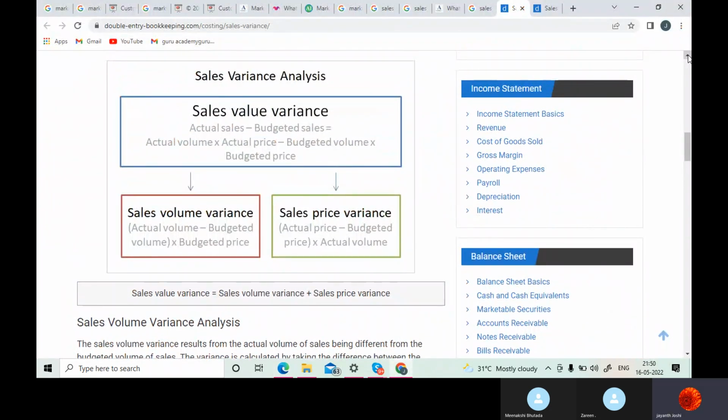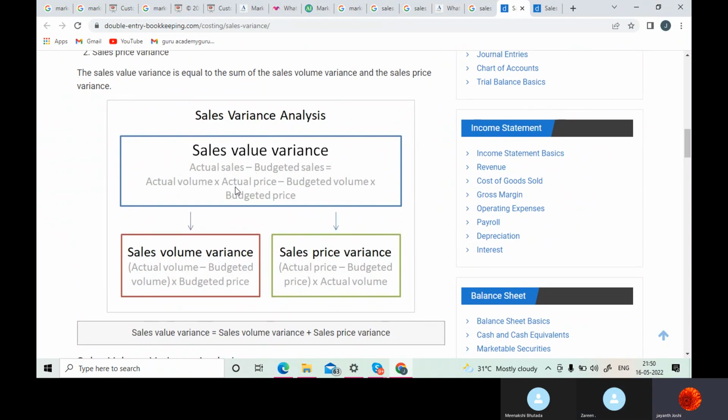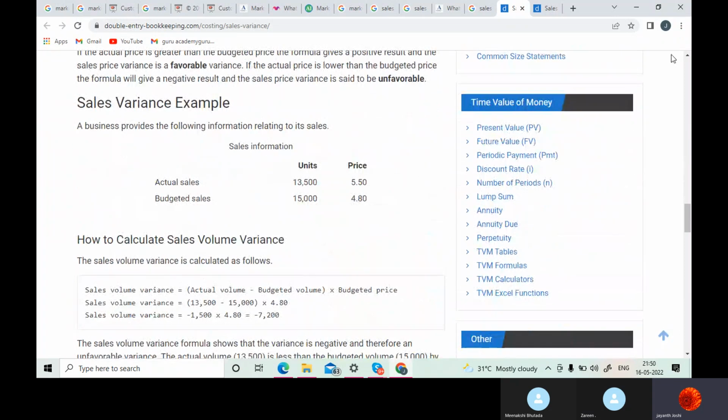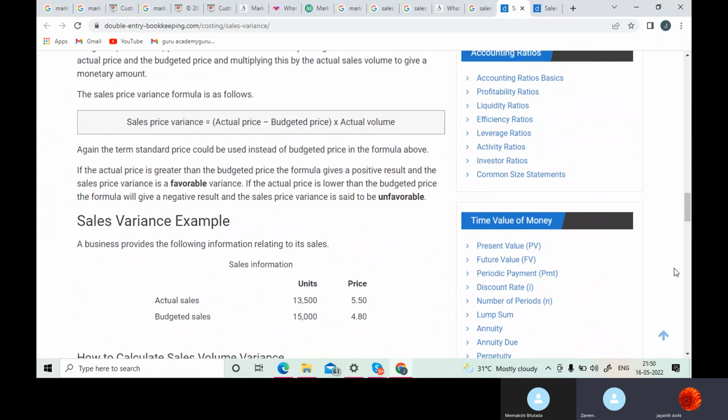This is one more formula they're saying, actual sales. I have already explained all these things to you. No need to see this. You can directly do the same one. So can you do the question? Yeah. Do this.